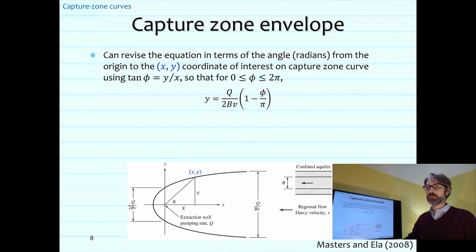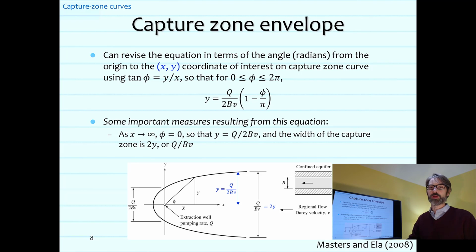We can revise the equation in terms of the angle in radians from the origin to our xy coordinate of interest on the capture zone curve using this relationship. Tan of phi is equal to y over x, so that for 0 is less than or equal to phi is less than or equal to 2π, we have y is Q over 2BV times 1 minus phi over π. So this is our key equation here, actually.